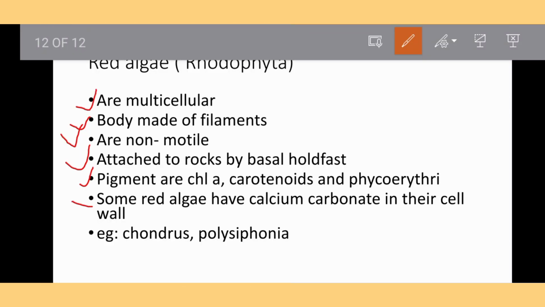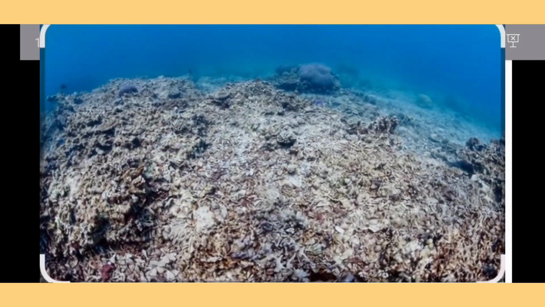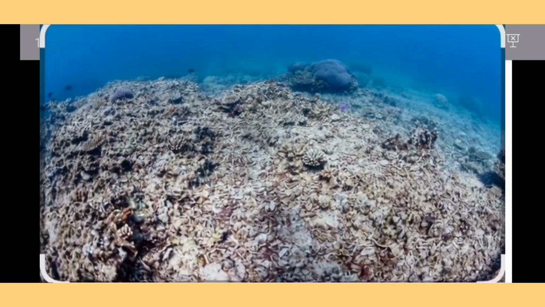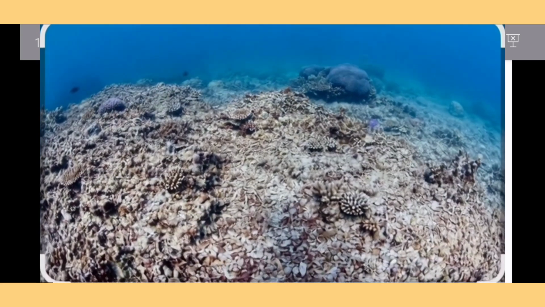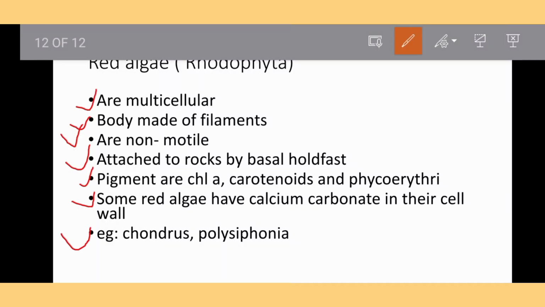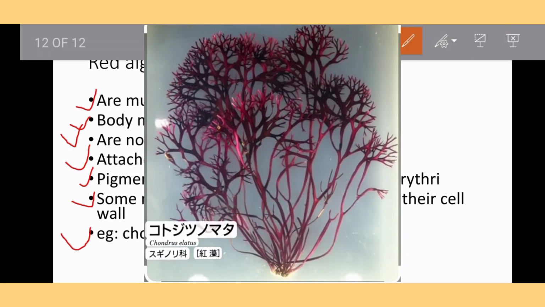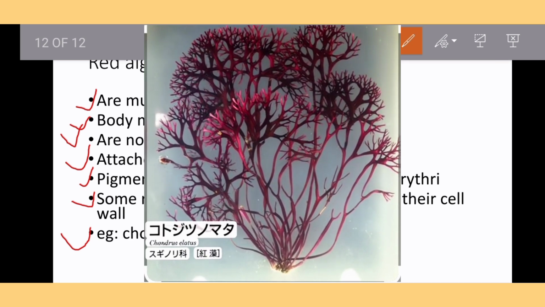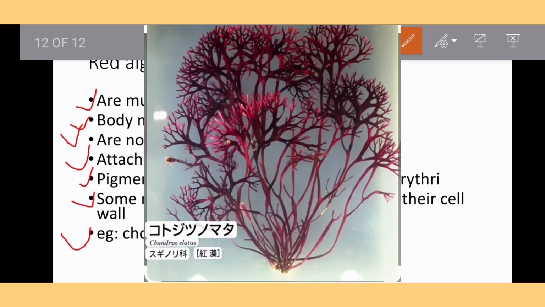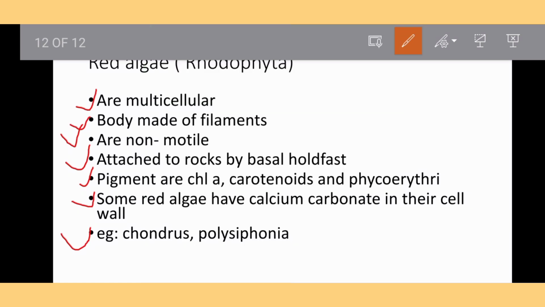Next point is some red algae have calcium carbonate in their cell wall. Calcium carbonate is usually present in chalks, etc. The examples of Rhodophyta are Chondrus and Polysiphonia.